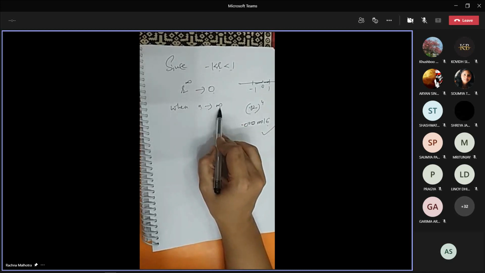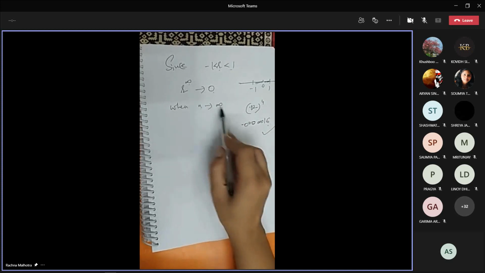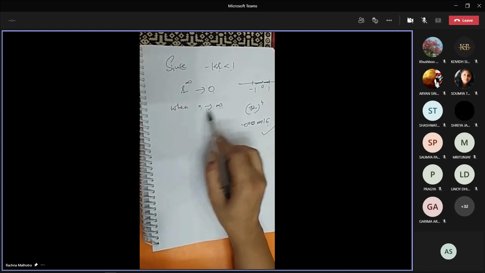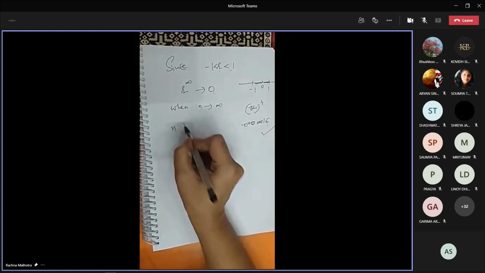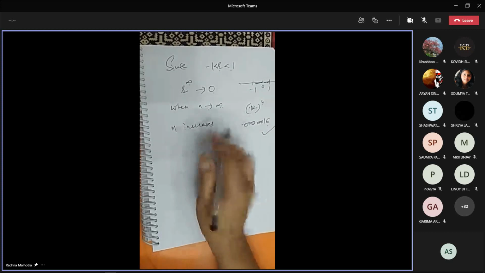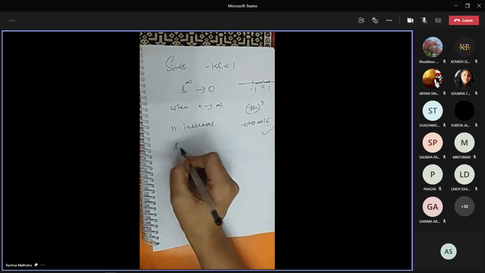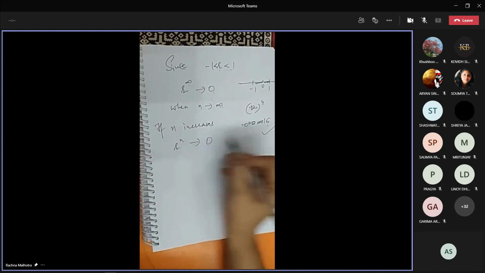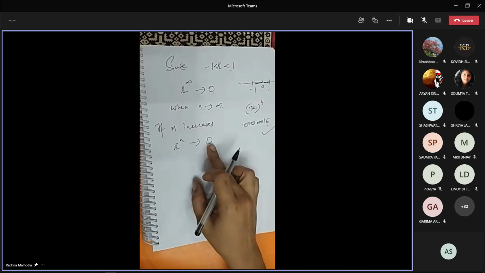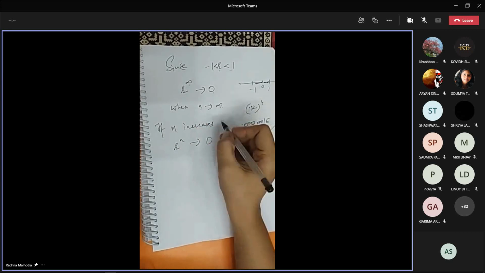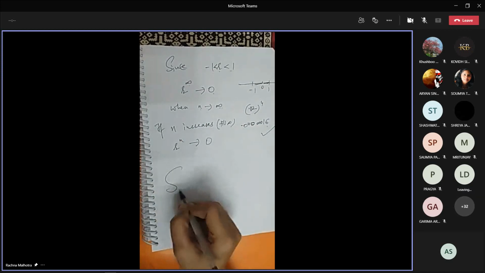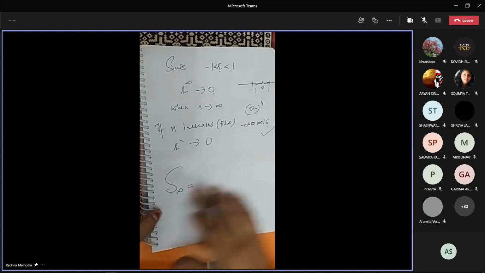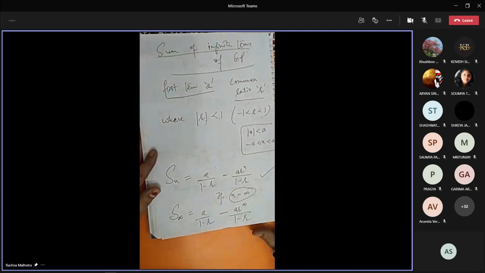When n is approaching infinity, means we are increasing n: 1, 2, 3, 4, the more we increase, n increases. If n increases, R to the power n goes to 0. As it keeps increasing till infinity, it will become 0. So the answer will be 0. So what can we write in the formula? What was the formula? S infinity equals A by 1 minus R.